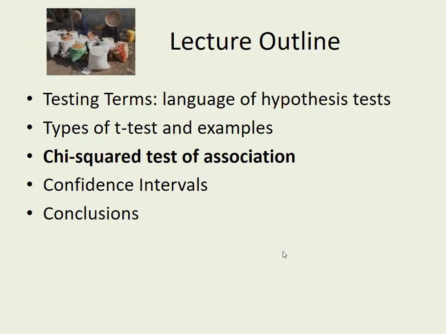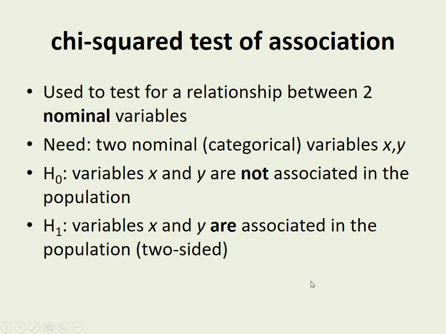Hello and welcome to QED Lecture 5 Part 9, the chi-squared test of association. Now, this one is used when we have two nominal variables.